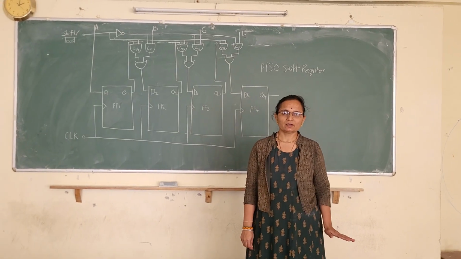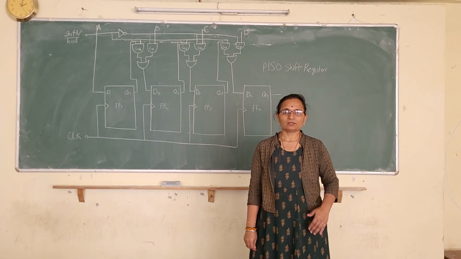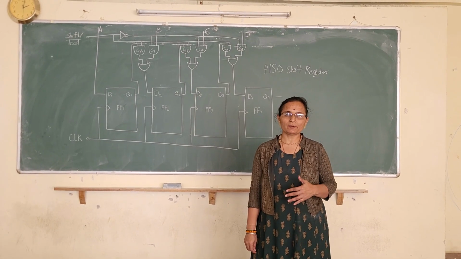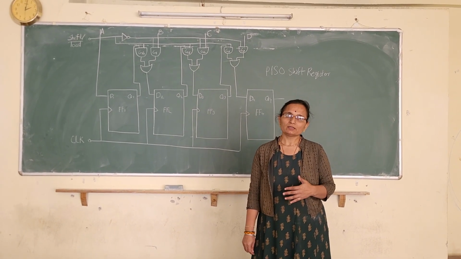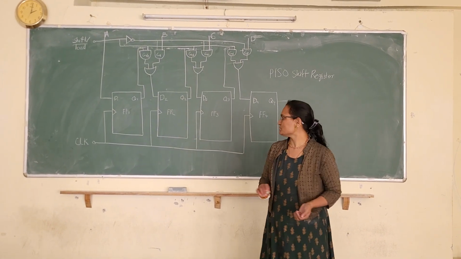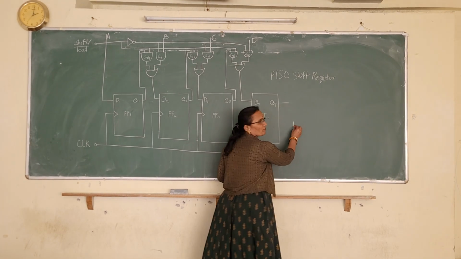The shift register. Shift register means what? The data is going to be shifted bit by bit. So depending upon the movement of data, there are various types of shift register. There are 4 shift registers.